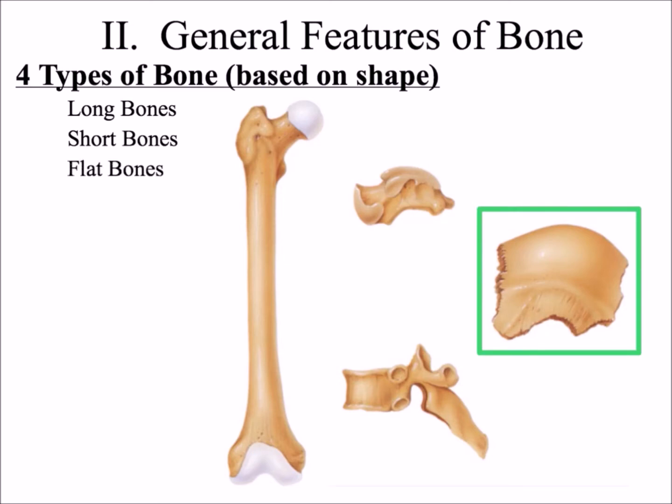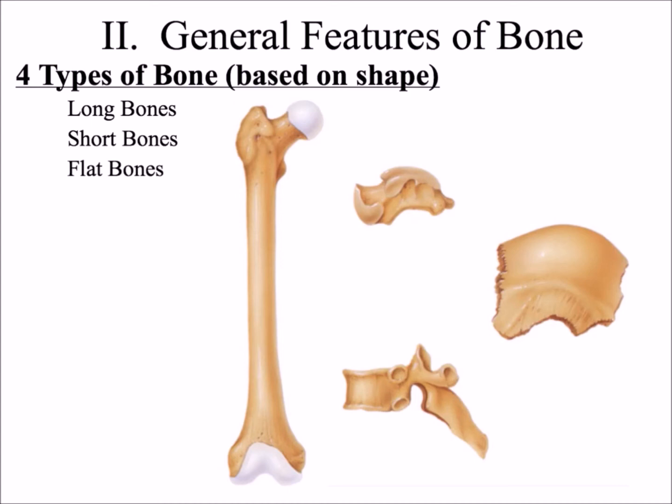The next classification of bones are what we call flat bones. As the name implies, these bones are going to be broad and flat. Examples of flat bones are the bones of the cranium, which are the part of the skull that houses the brain, and the scapula is also classified as a flat bone.